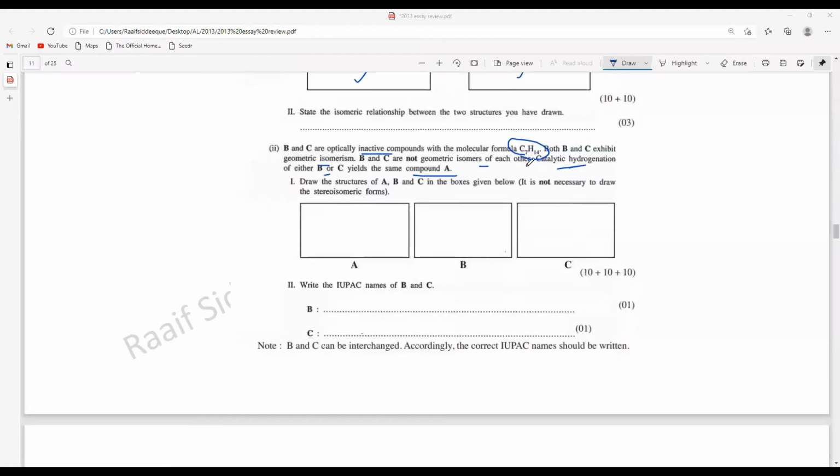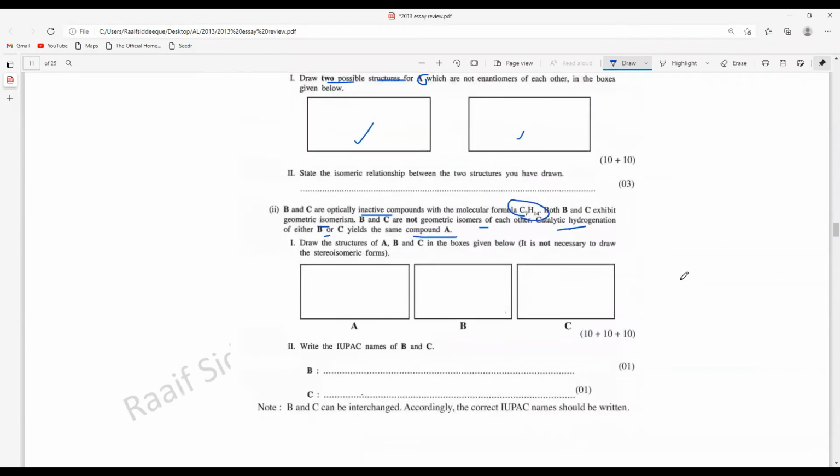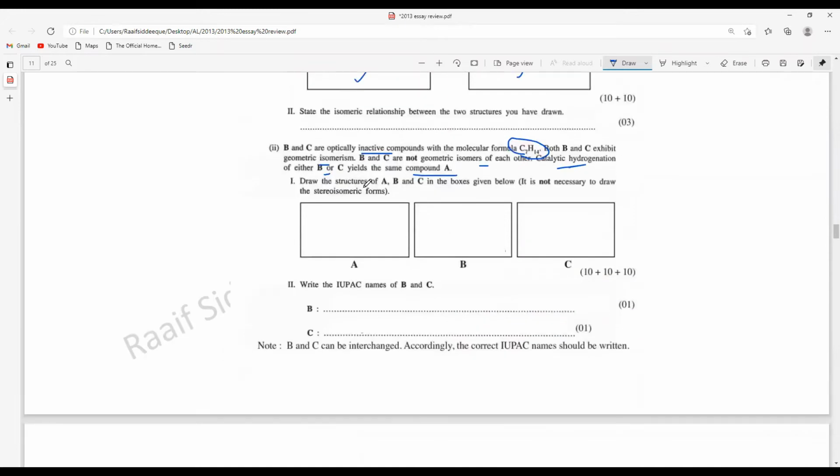So this is the idea. Catalytic hydrogenation of either B or C yields the same compound A. So you know here 2 possible structures for A, we have already drawn. So it should be formed like that. And draw the structure of A, B, and C. Now we will see whether from these three structures, when you do the catalytic hydrogenation, what is the same compound that is formed, right?